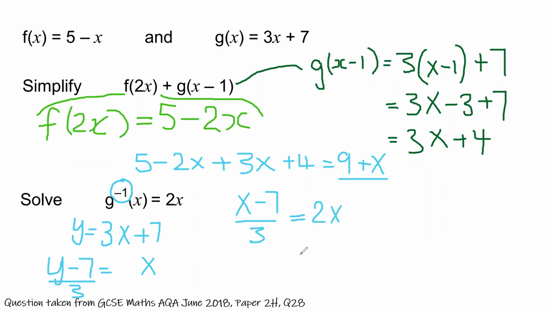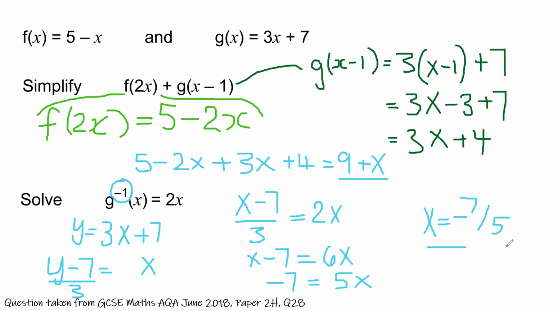Okay, so now we've just got to solve this, which should be hopefully quite simple. So we're going to times both sides by 3. That'll give us x minus 7 is equal to 6x. Then we can subtract an x from both sides. So then minus 7 is equal to 5x. And then if we divide both sides by 5, we end up with x equals minus 7 over 5, which is the same as, I think, minus 1.4.